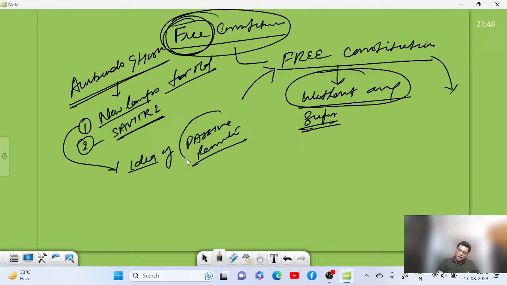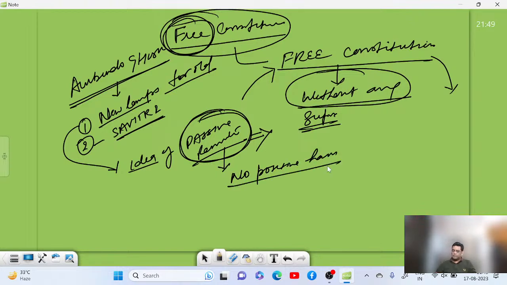Passive resistance is a type of mechanism which was also used by Gandhi aggressively. There is no positive harm, but doing such things so that normal functions do not function. This is called the idea of passive resistance. That is New Lamps for Old.